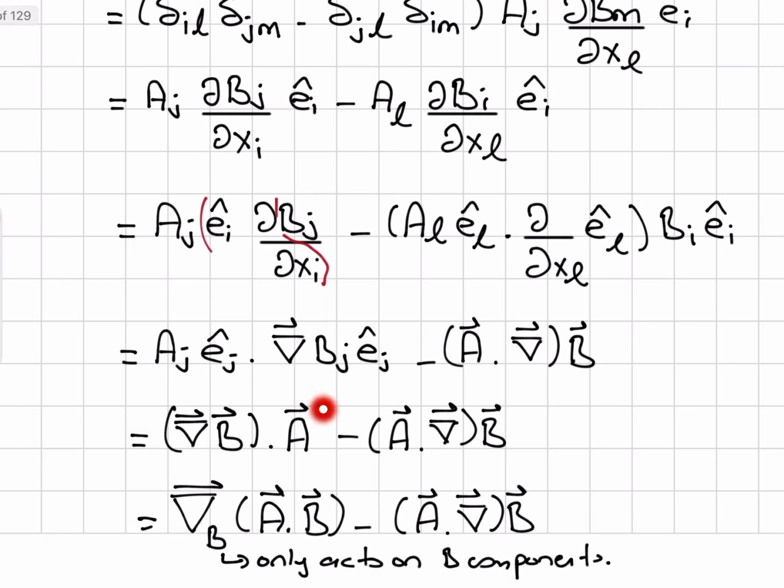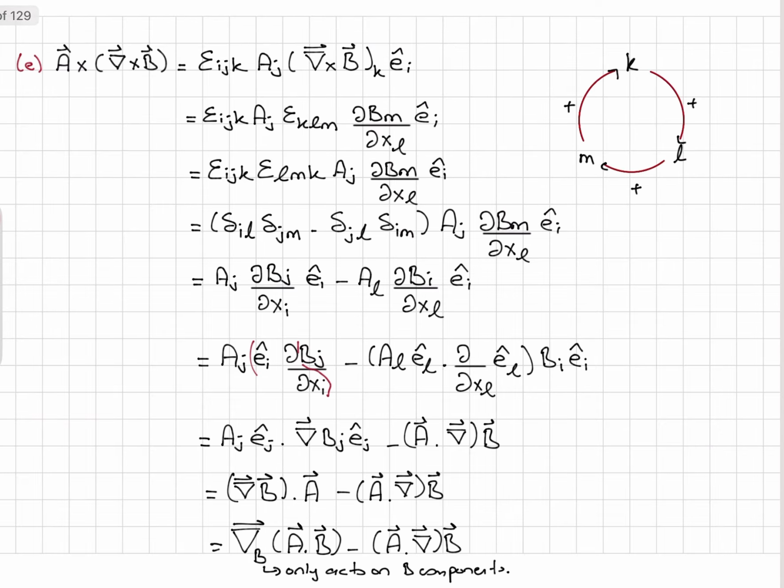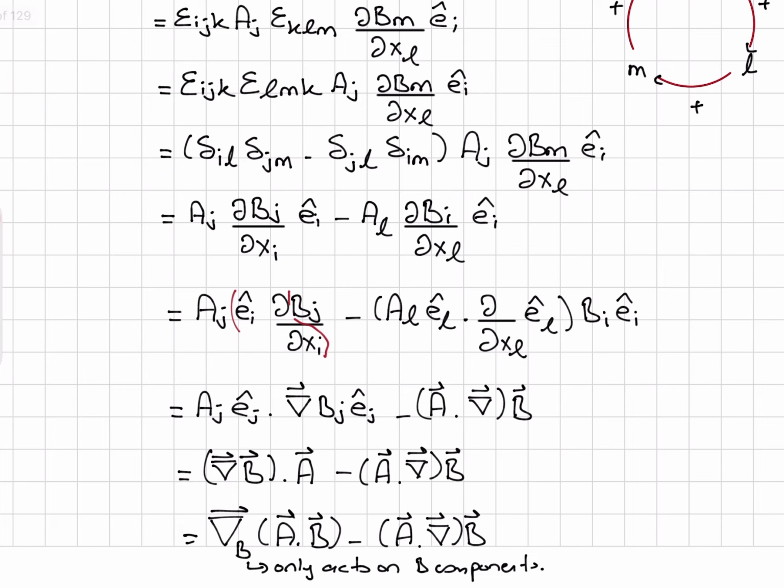Only here I have to be careful. This ends up being a vector as well, because what this really means is it's a gradient with respect to B, as we have shown here explicitly. For each component here, I have j going from 1 to 3, x, y, and z. I have A_x multiplied with the gradient of the x component of B, plus A_y gradient of the y component of B, and the z component of B, etc. So this is our end result.